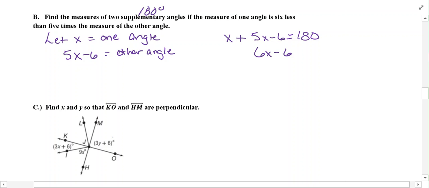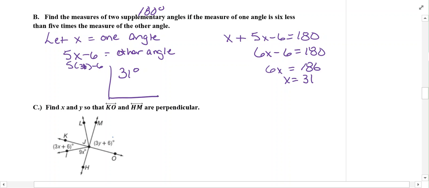Combining like terms, adding 6 to both sides, I get that x is 31. So one angle is 31 degrees. The other angle would be 5 times 31 minus 6, or I could also do 180 minus 31, and I would come up with 149 degrees.